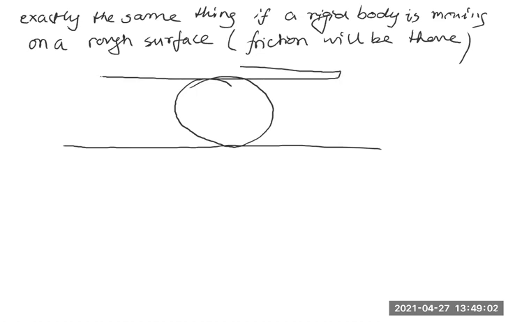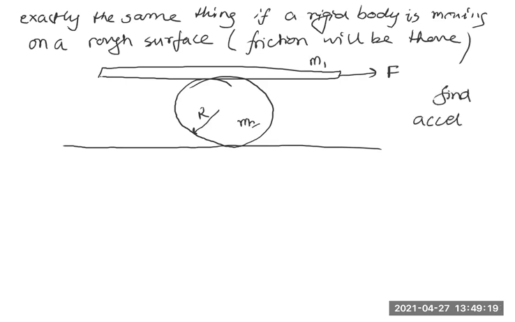Cylinder banane ki meri nakaam koshish, plank banane ki bhi nakaam koshish. M1, M2, R, F. Find acceleration of cylinder if it is being pushed by a plank. All surfaces are rough and there is no slipping.